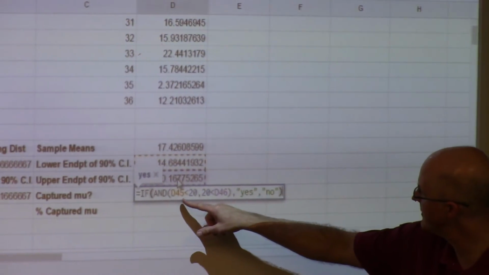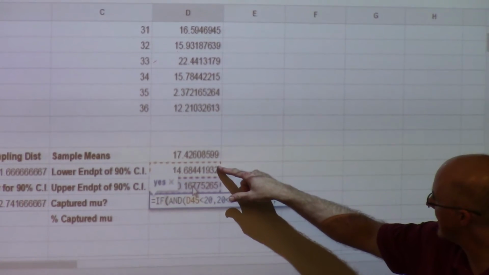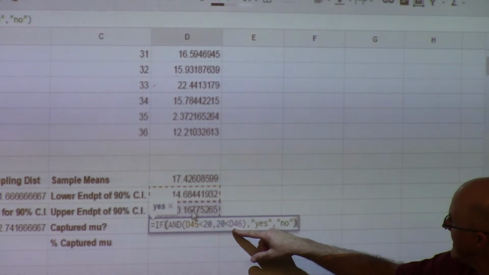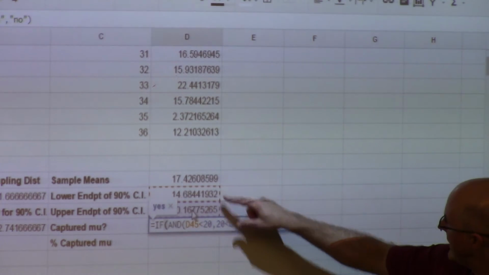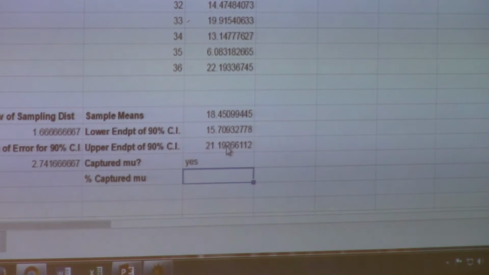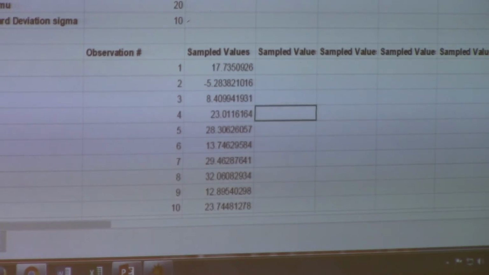Again, what does this do? It tests, is this number less than 20? And is this number bigger than 20? If that's true, that means 20 is between these two numbers. It's in the interval and you return a yes. If it's not, then you return a no. That captured mu. Now copy and paste all this.